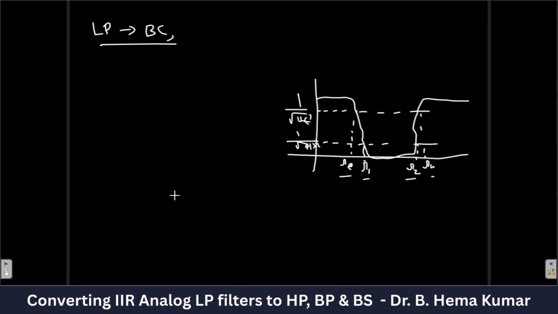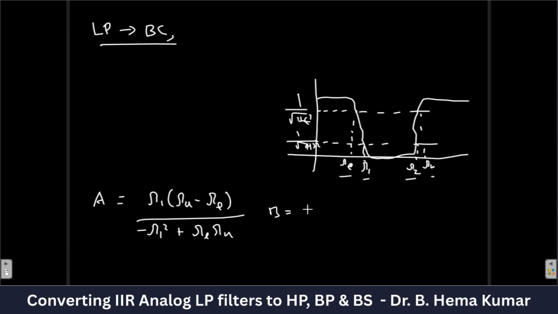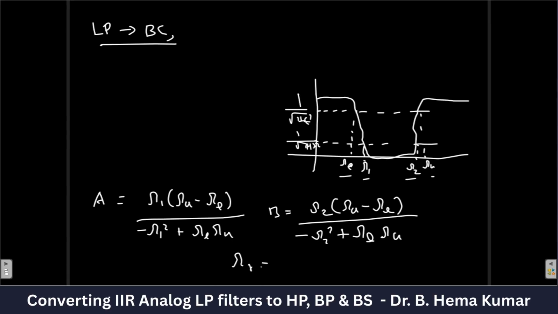Once you get these parameters, you have to find two things. One is A, which is omega 1 into omega U minus omega L divided by minus omega 1 square plus omega L omega U. Similarly, B is omega 2 into omega U minus omega L divided by minus omega 2 square plus omega L omega U. Once you have found A and B, you have to calculate omega R. Omega R is nothing but the minimum of modulus of A and modulus of B.